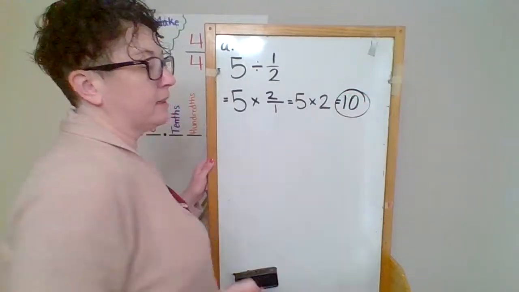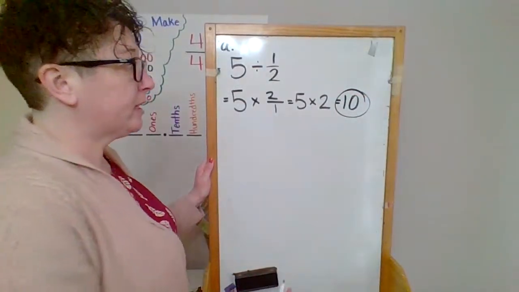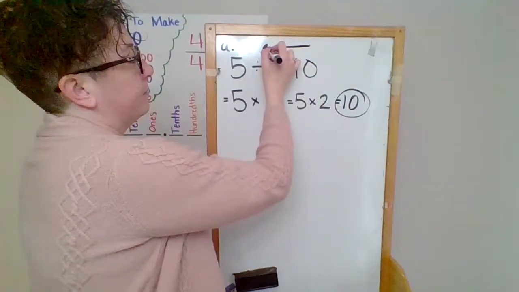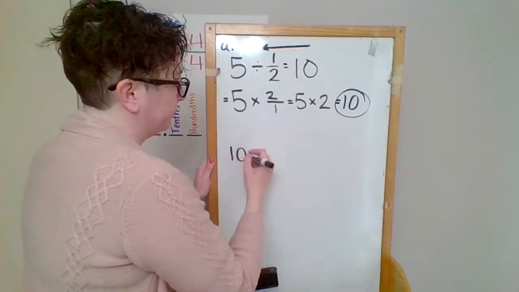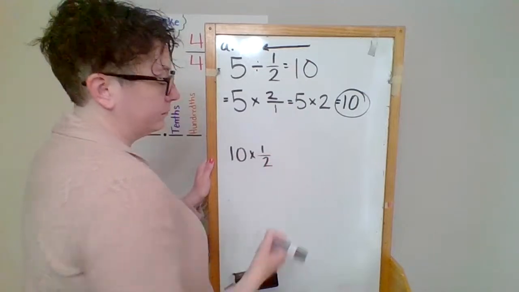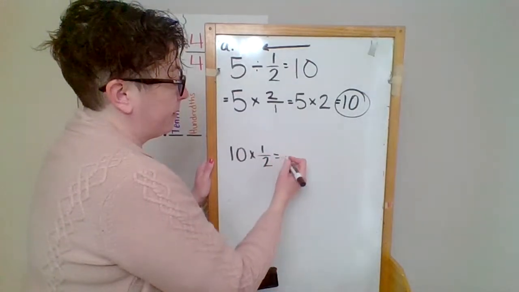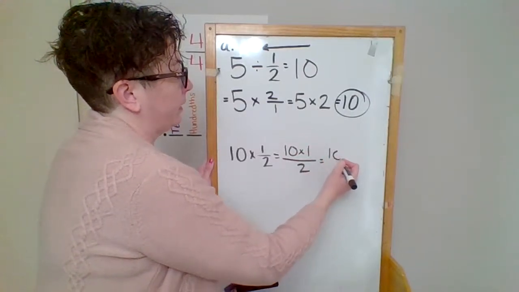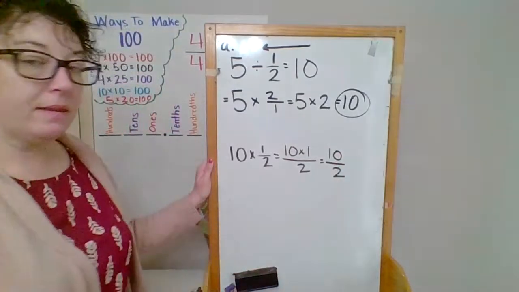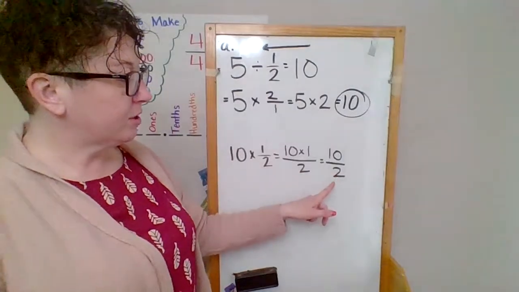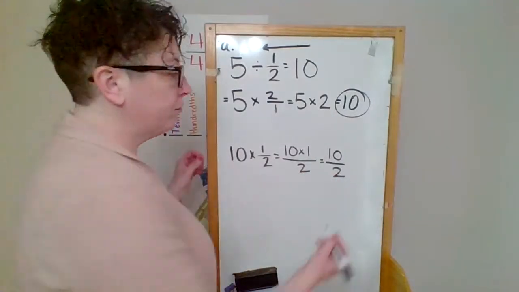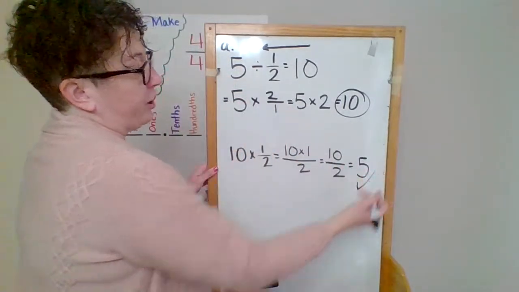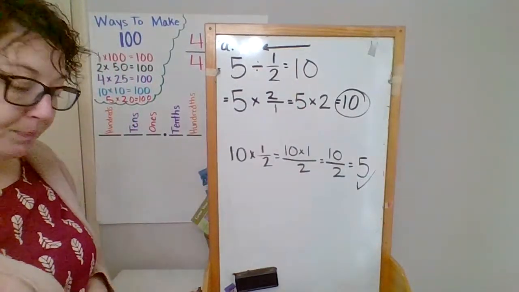So if we think 10 is our answer, let's check. We have to multiply to check. So we're going to go backwards. We're going to multiply going this way. Okay, so I'm going to do 10 times 1/2. That becomes 10 times 1 over 2. So when I have 10 over 2, that's an improper fraction. So I think how many times does 2 go into 10? Or I think 10 divided by 2. That's a basic fact. And I get 5, which is what I started with. So my check works out. So 10 is the correct answer.